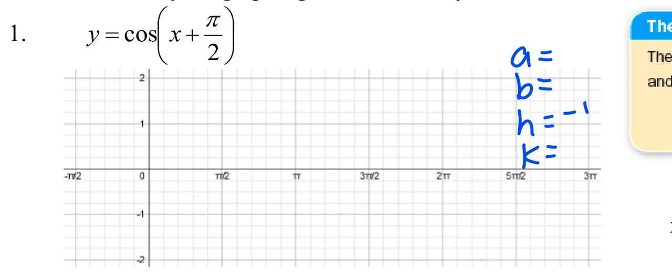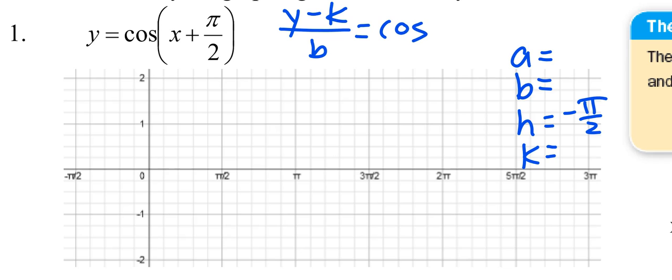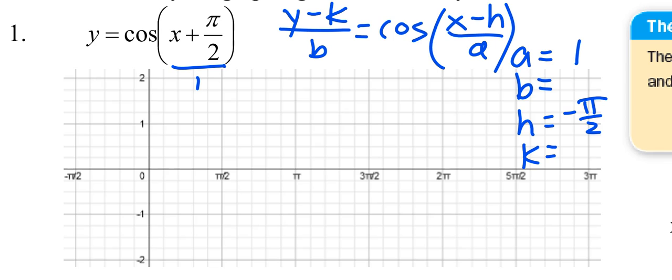Good call with the negative pi over 2. Your phase shift is negative pi over 2. Remember that fireproof form, y minus k over b equals the cosine of x minus h over a. By the way, what is underneath the x plus pi over 2? Oh, that's a 1, right? Our a value is a 1. What do we got for b? Also 1, right? And how about that k value? 0.